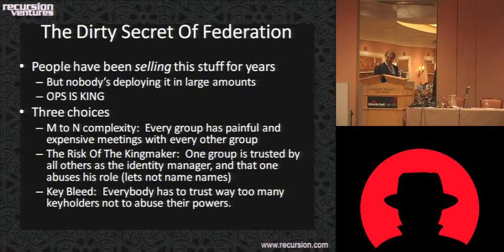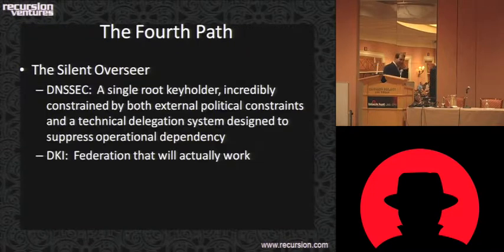What is interesting in DNS, what is interesting in DNSSEC having a root, is we have a 4th model. We refer to it as the silent overseer. ICANN is a very interesting organization. And by interesting, I mean totally and utterly constrained by a huge number of external political constraints and actual straightforward technical limitations on what they're able to do. Now that's not saying they can't do anything, because they can and have done tremendous things. Like, for example, shepherding the actual root getting signed.